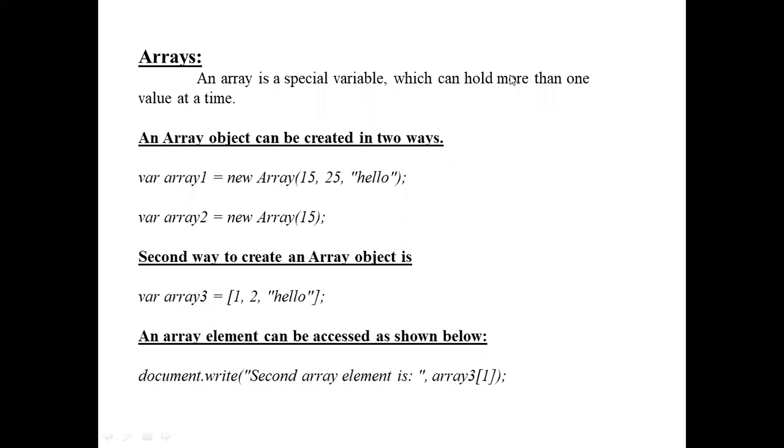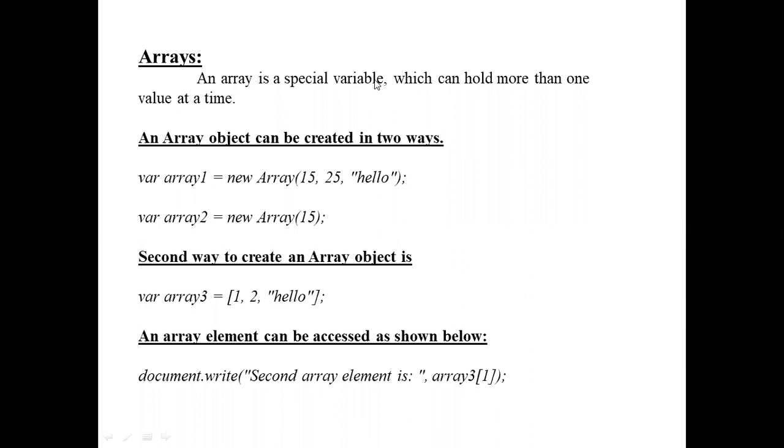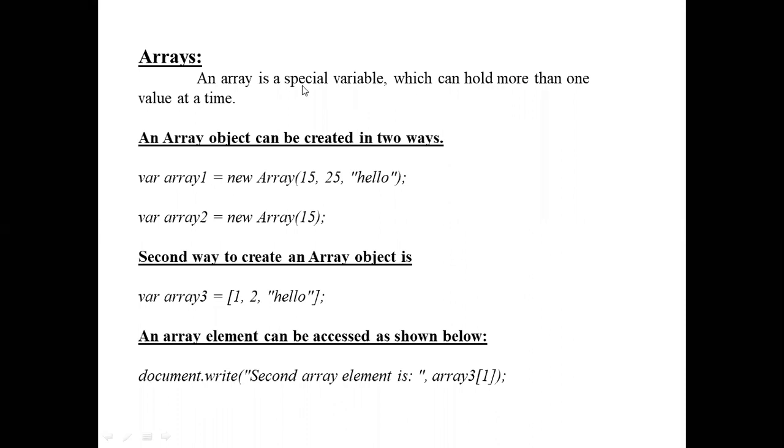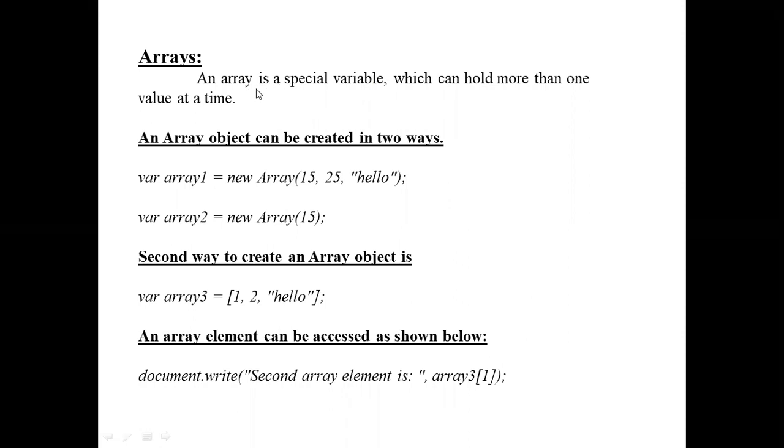Unlike in Java, arrays in JavaScript can contain elements of different data types. So that is the definition of the array: a special variable which can hold more than one value at a time, and these values are of different data types. Whereas in Java, an array contains elements of the same data type, in JavaScript an array can contain elements of different data types.